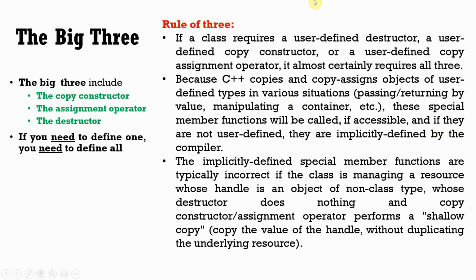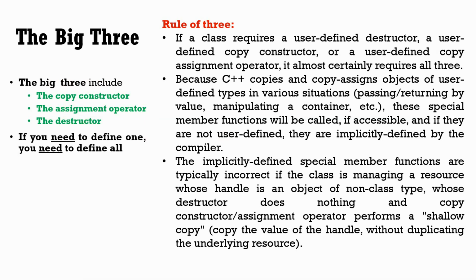Now, there is a rule of thumb in computer programming. We call it the rule of three, or the big three. It's basically summarized here. You can read the whole definition here, but it's summarized here. The big three include the copy constructor, the assignment operator, and the destructor.